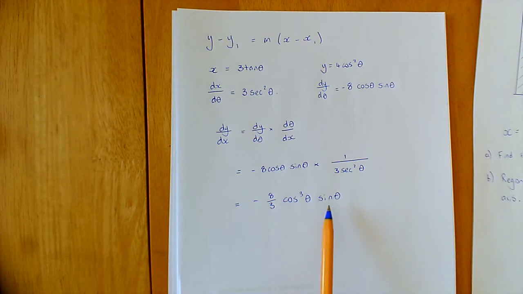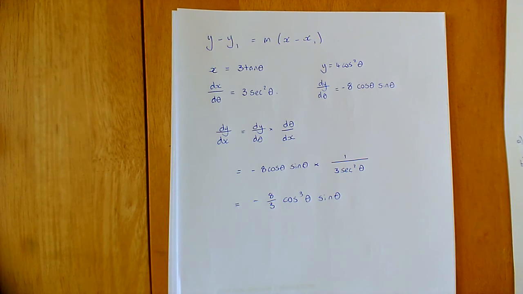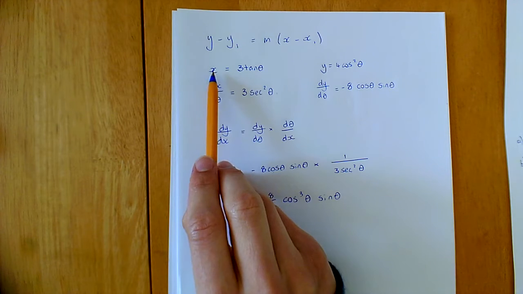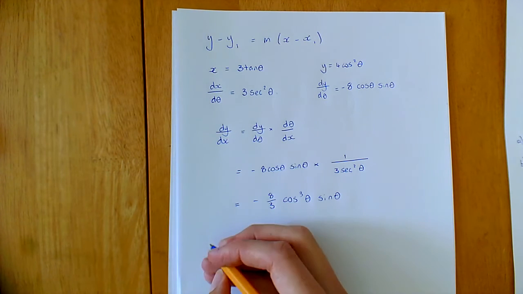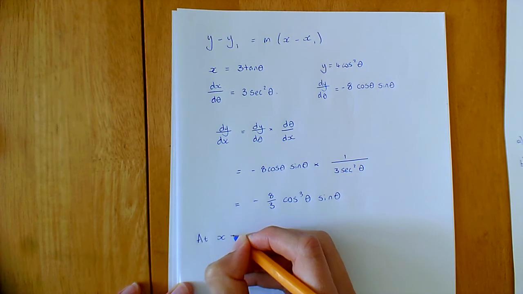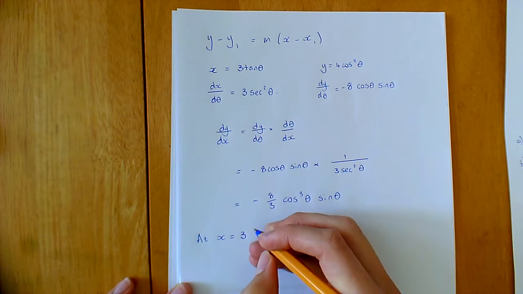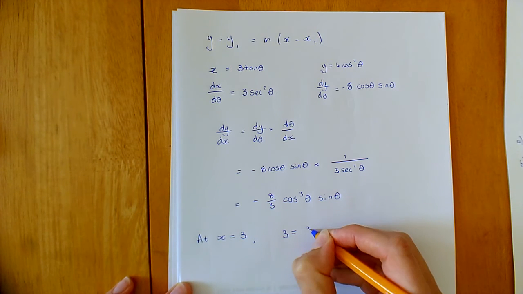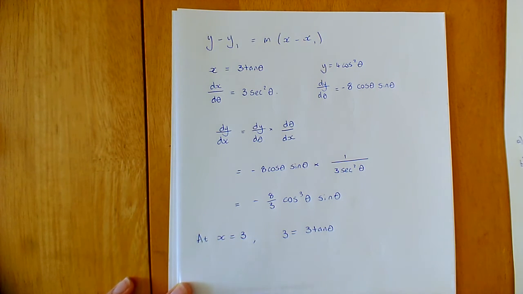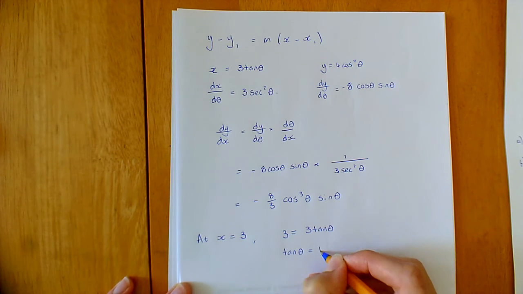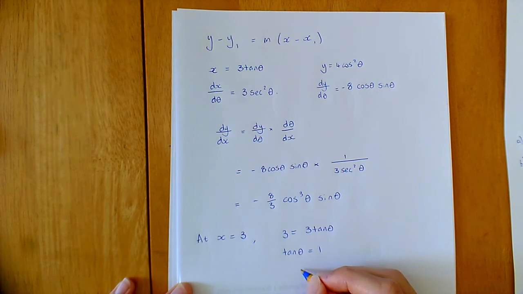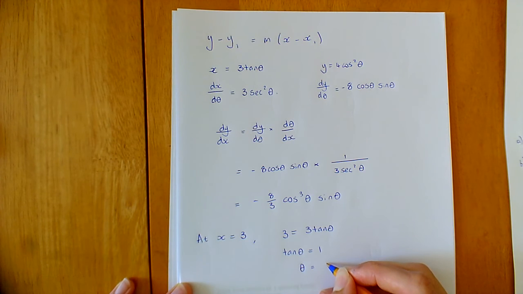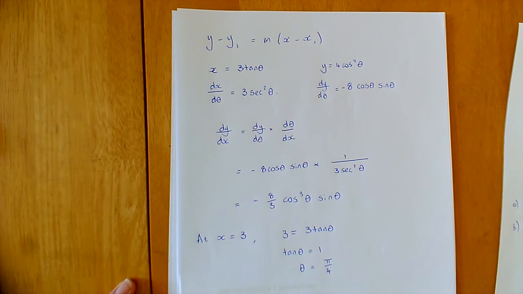My gradient, however, is given in terms of theta, so I'd better work out what theta is. To do that, I'm just going to go back to this equation. It's probably the easy one to use. x is 3 tan theta. And let's work out our value of theta. So at x equals 3, I'll have 3 is equal to 3 tan theta. In other words, my tan theta is equal to 1. You can either remember that value or put it in a calculator. You'll get an answer of pi by 4. That is the only answer within the range: 0 is less than or equal to theta, which is less than pi by 2.